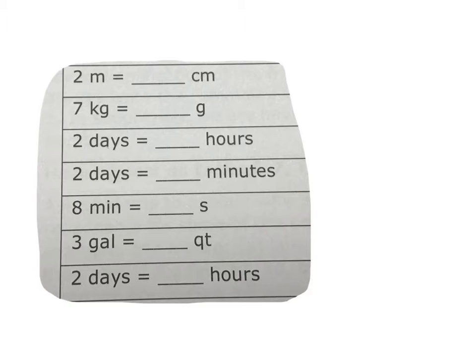2 meters. How many centimeters is 2 meters? If I know that 1 meter is 100 centimeters, 2 meters is going to be 200 centimeters. 7 kilograms to grams. Well, 1 kilogram is 1,000 grams, so this is going to be 7,000 grams.